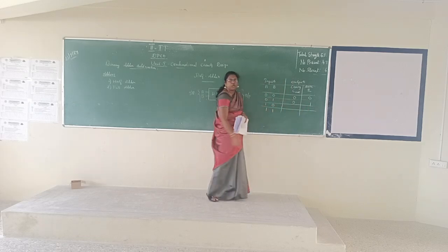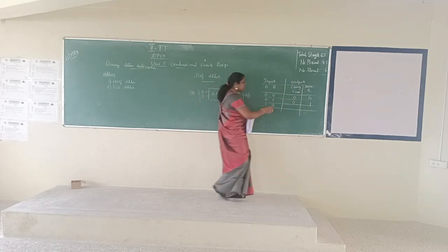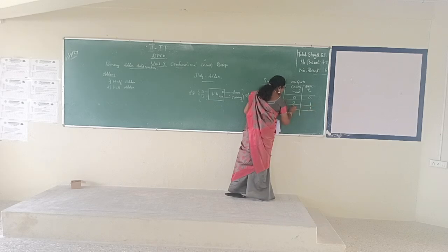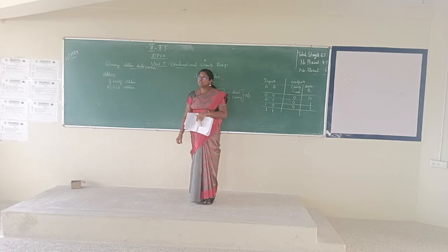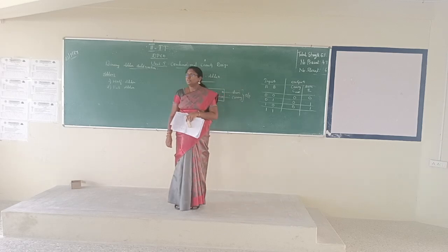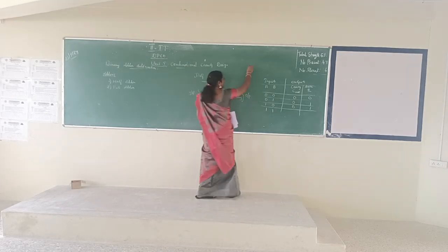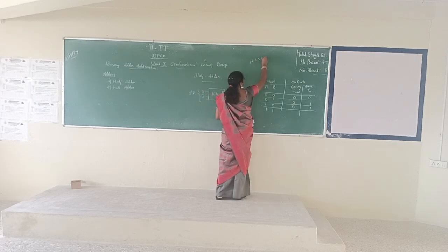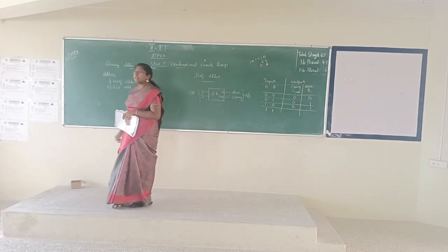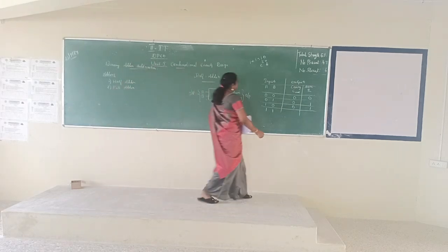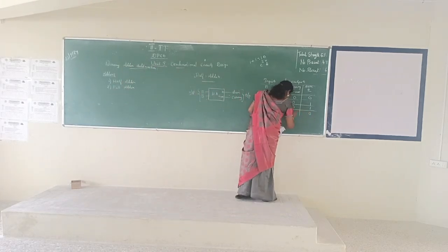So what is 1 plus 0? 1. So sum will be 1, carry will be 0. What is 1 plus 1? It will be 1 0. 1 0 will be sum and then what is there? What is 1 plus 1? 1. Right? So 0 will be the sum and 1 will be the carry. Right? Is that clear? So 0 will be the sum and 1 will be the carry.